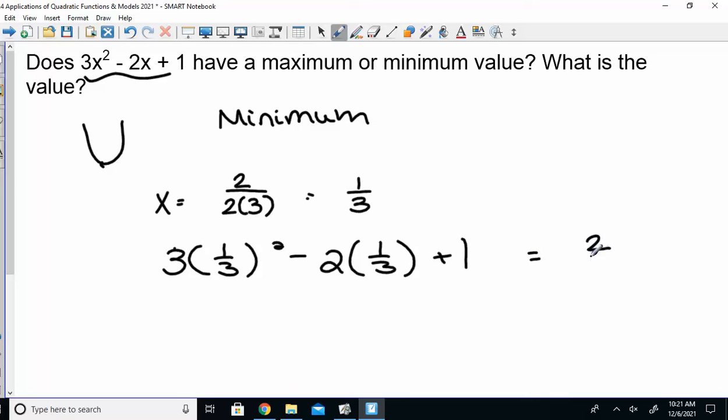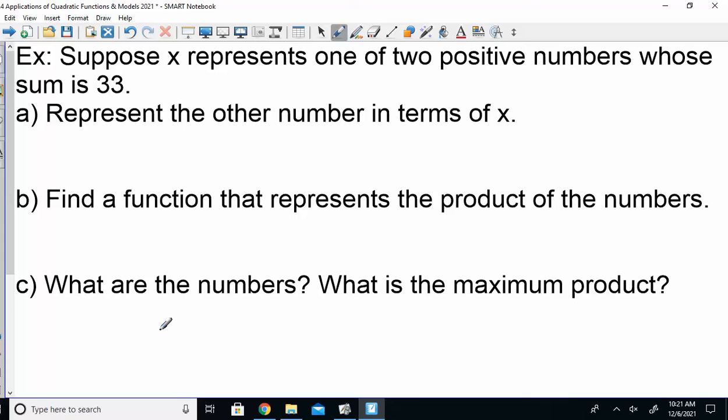Is it 2/3? Okay. So my actual minimum value is 2/3, the lowest y value this thing ever hits. Is that one okay? So let's, using this information, kind of lead into another question.